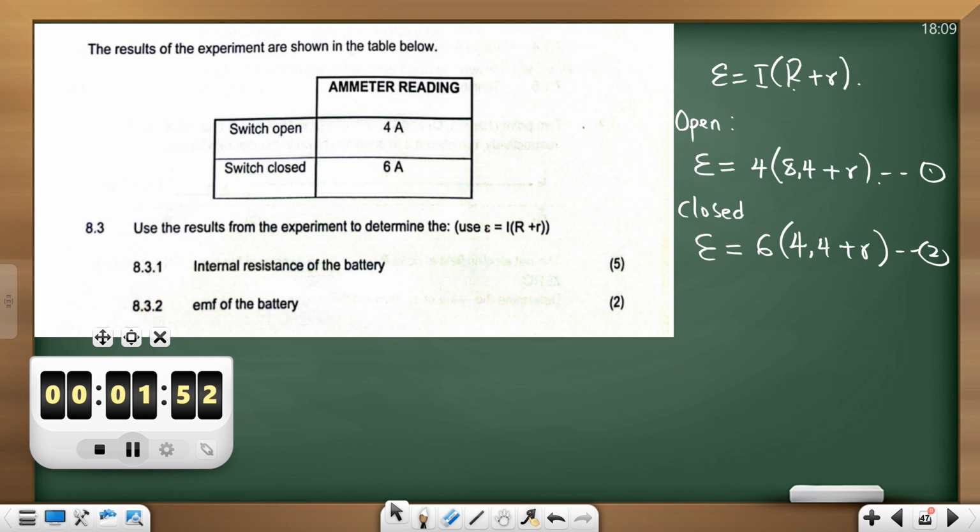This one is actually quite straightforward. Because if I'm looking for internal resistance, I'm going to eliminate E. So I can just equate them. Can't you? What are you getting? Come on, Robbie. Time. That is free 7 marks.